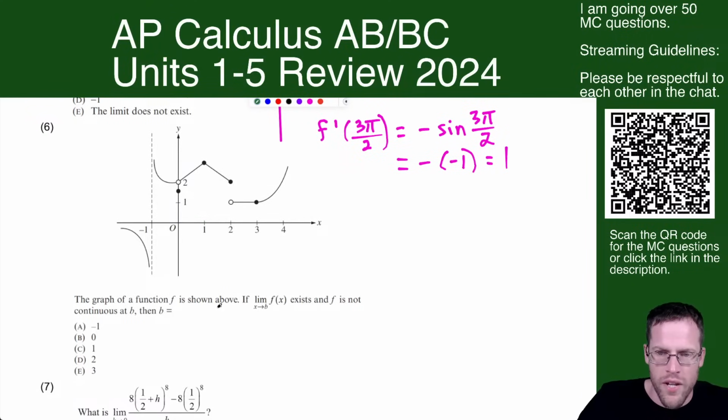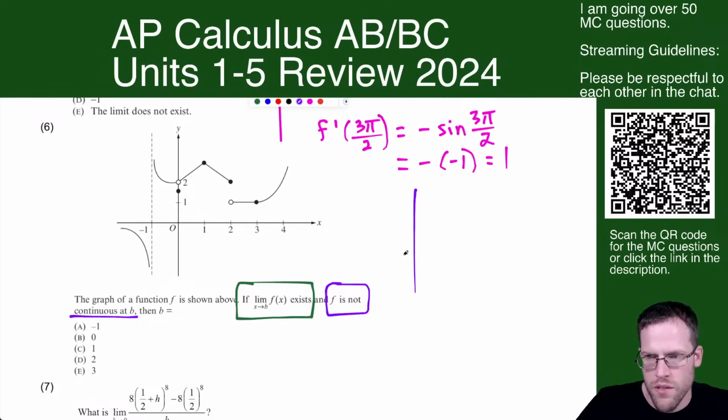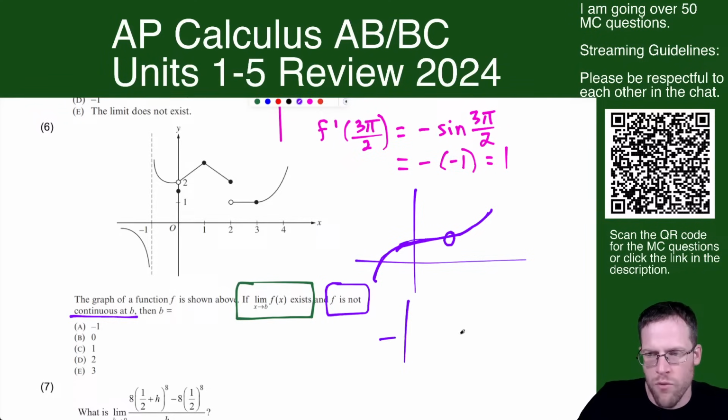The graph of a function f is shown above. If the limit as x approaches b of f of x exists, and f is not continuous at b. So if these two things are true, the limit exists but f is not continuous, that is a removable discontinuity. So this is a situation where the limit exists and the function is not continuous. Just be careful, because the only other case where the limit exists is where the function is continuous. So you could either have a removable discontinuity or a continuous function, and that would make your limit exist.